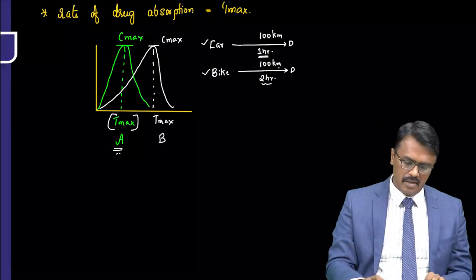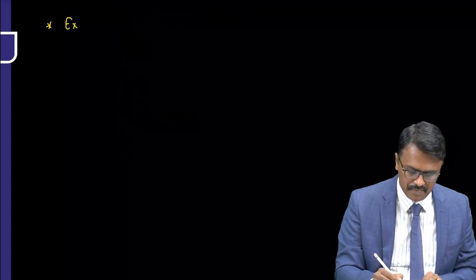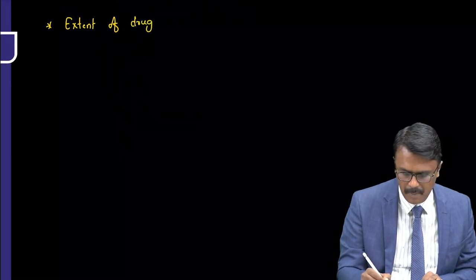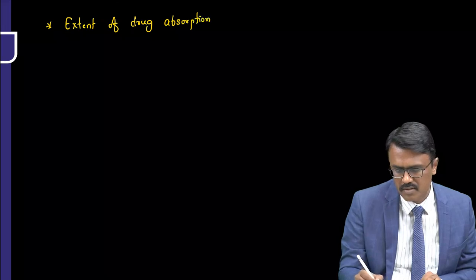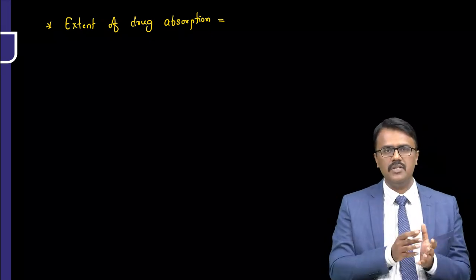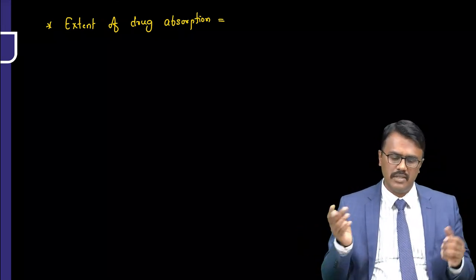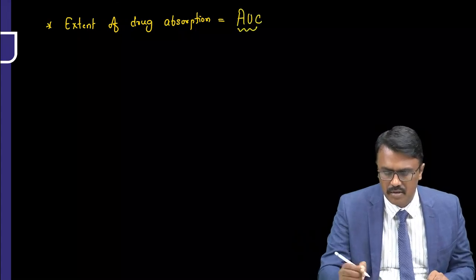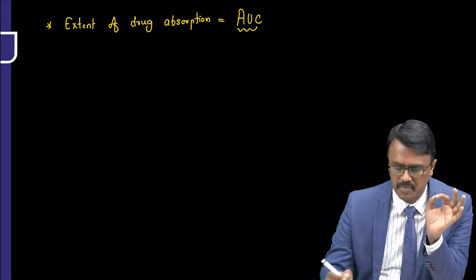The next important thing is, what will tell us the extent of drug absorption? Extent of drug absorption means how much is absorbed. I told you when I took the example of bioavailability, if I give 500 mg of paracetamol, 400 is absorbed and 100 is not absorbed at all. So extent of absorption is given by the area under the curve. The area under the bell-shaped curve is going to tell us the extent of drug absorption.